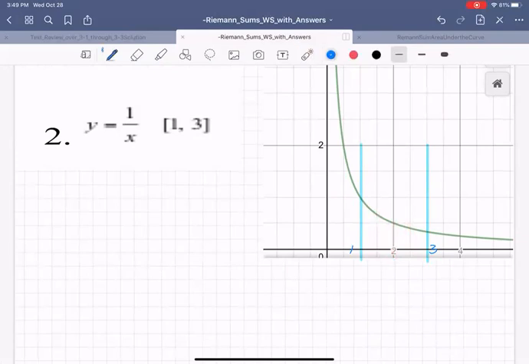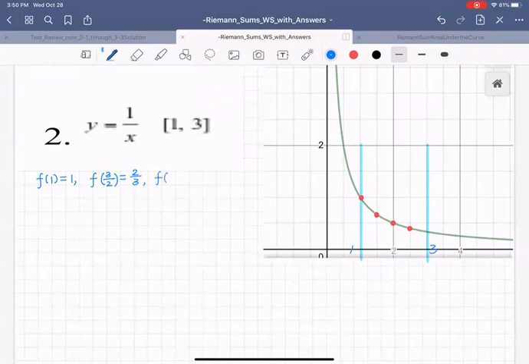So the left Riemann sum, we can say it starts from the left. All right, so for the left Riemann sum, we can do F(1). F(1) is how much? 1. And then F(3/2), right? 3/2. Yeah, it's better to use fractions.